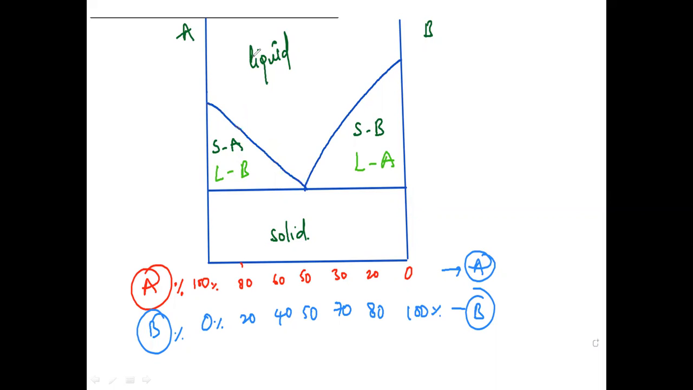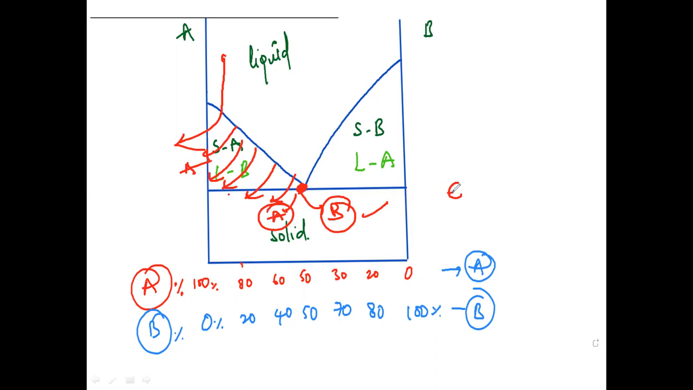And you must understand one thing here. When you cool this down, A is only solidifying here, A is only solidifying here. But whenever it reaches this point, A is solidifying and B is also solidifying here. That particular point is called a eutectic point.